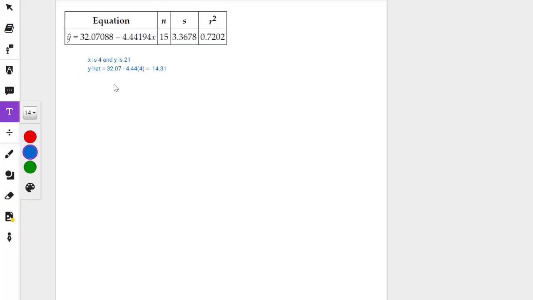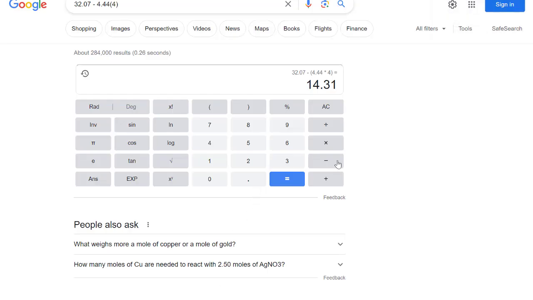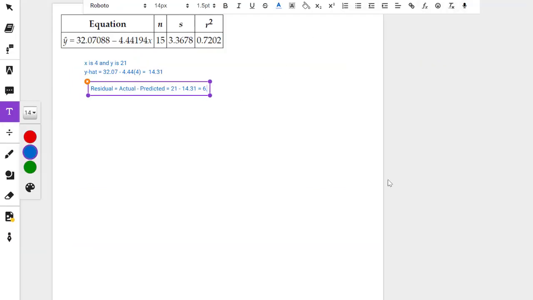Technology. There it is. All right. So that's the predicted, but the actual is 21. So residual equals actual minus predicted. So the actual is 21, and then minus 14.31. Let's just say 21 minus that. Sometimes I'll do it backwards and just remember that my sign is, so it's positive. I did it backwards, so it's positive. 6.69. Okay, so that is my residual right there.